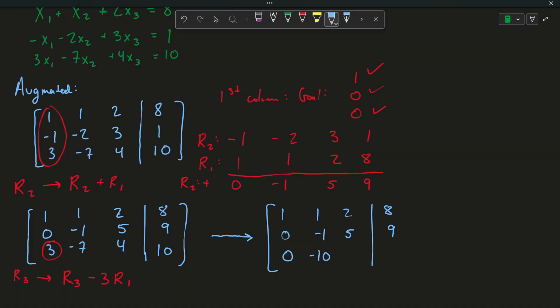4 minus 3 times 2. 3 times 2 is 6. 4 minus 6 gives us a negative 2. This one here, we've got 10 minus 3 times 8. Whoa! This one's getting out of my wheelhouse a little bit. 3 times 8, that gives us, what, 24? So we've got 10 minus 24 gives us a negative 14.